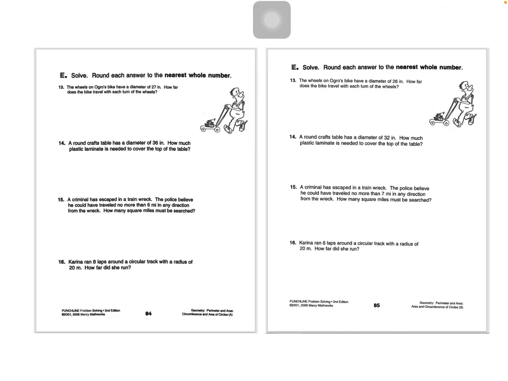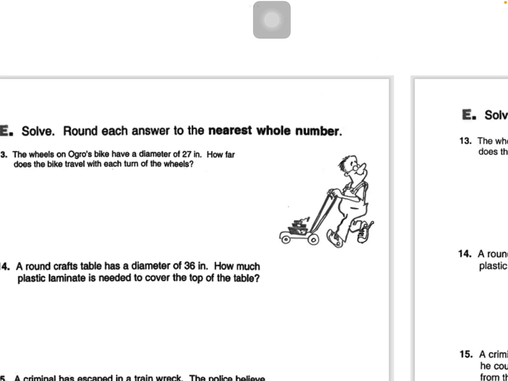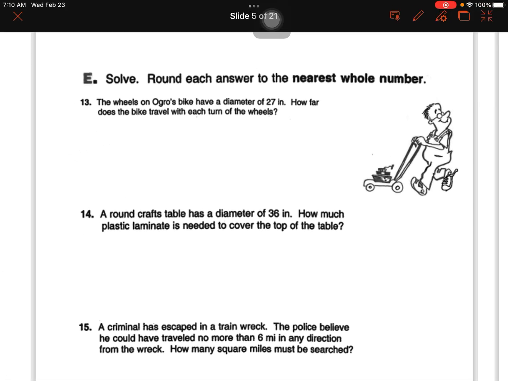The back questions are the ones that I really care most about. So as we look at, and I'm not going to go through and do each question, but as you look at them, and they're talking about Argo's bike, and it has a diameter. So once again, it's a bicycle, and it has a diameter of 27. And what it's saying is, it wants to know how far it travels.